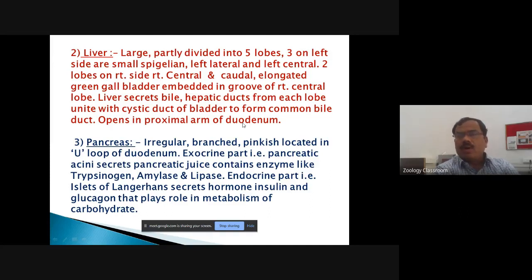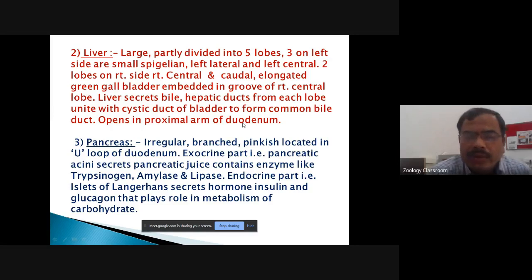The exocrine part is formed by the pancreatic acini, and these pancreatic acini have acinar cells, which secrete the pancreatic juice, which contains all three types of enzymes. That is the protein digesting enzyme trypsinogen, the carbohydrate digesting enzyme amylase, and the fat splitting enzyme lipase. So all three types of enzymes are present in the pancreatic juice, which is secreted by the pancreatic acini, and which digests the respective food material.